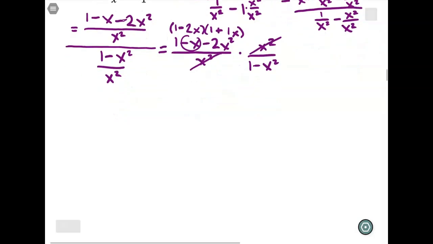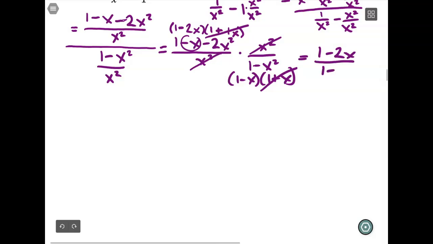For this other one, I have a 1 minus x, 1 plus x. So I can cancel a 1. Oh, nope. Getting ahead of myself. Hold on, can I erase that? Not the 1 minus x, the 1 plus x, that one. And I'm left with 1 minus 2x over 1 minus x.